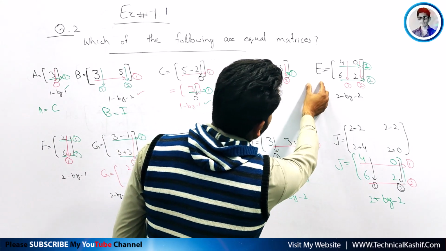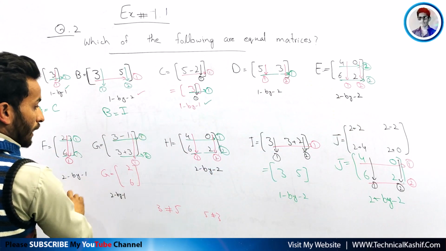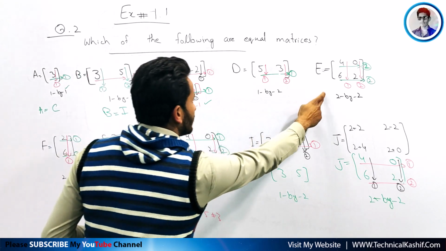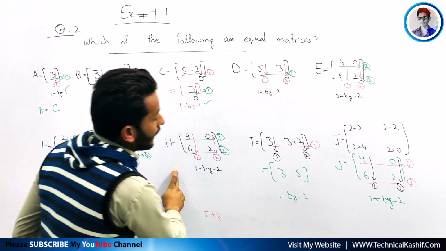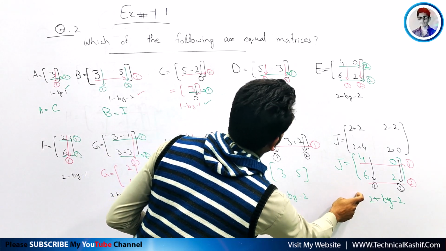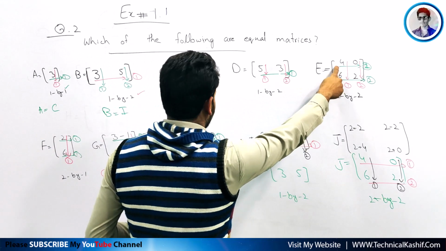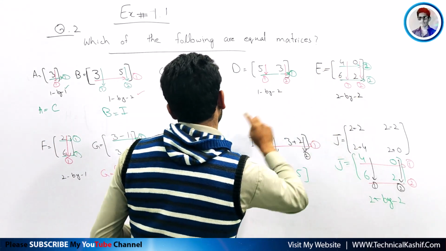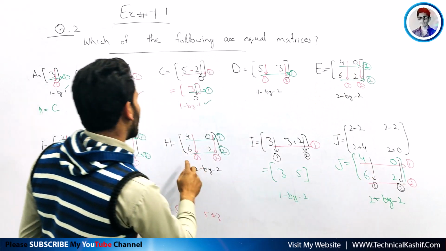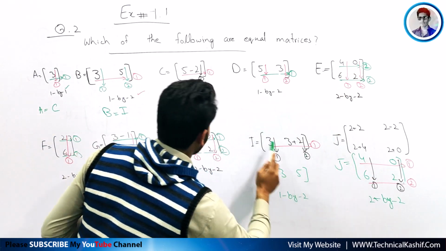Now next, see E, of order 2 by 2. We have matrices of 2 by 2 order. This one is also 2 by 2, and this one also has 2 by 2 order. And the third one is J, having order 2 by 2. Look at their corresponding entries. The first is 4, 4 and 4. Then 0, 0 and 0. 6, 6 and 6.